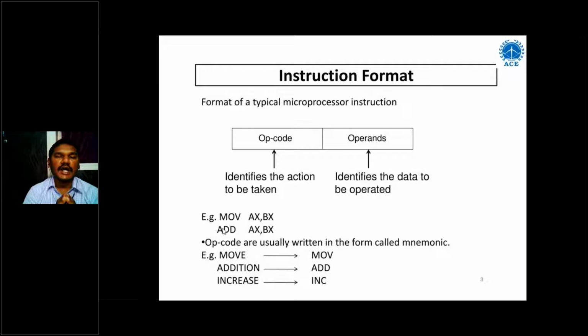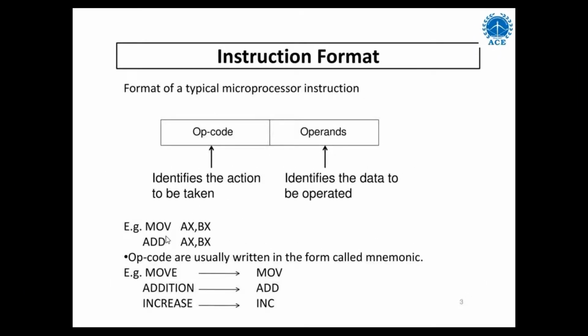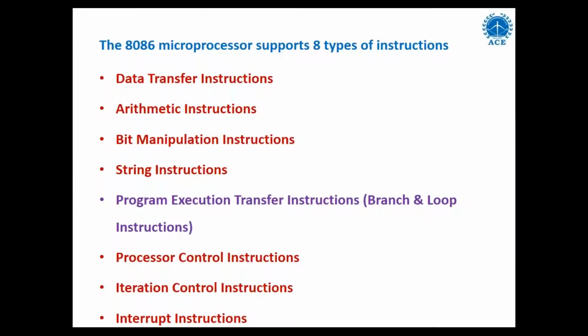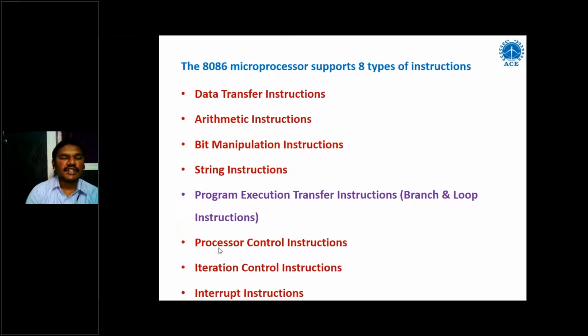Now we are going to see how many ways we can write these opcodes and what different types of opcodes we have. The 8086 has different types of instructions: data transfer instructions, arithmetic instructions, bit manipulation instructions, string instructions, program execution transfer instructions, processor control instructions, iteration control instructions, and interrupt instructions. These are all different types of instructions in 8086 programming.